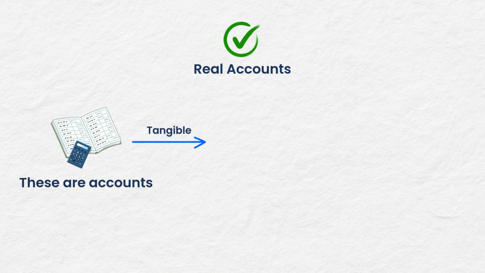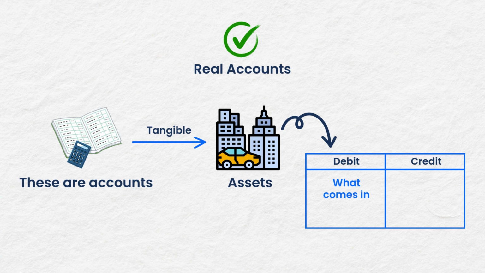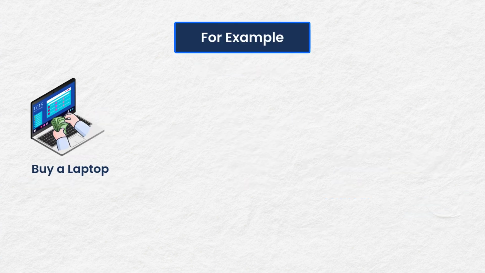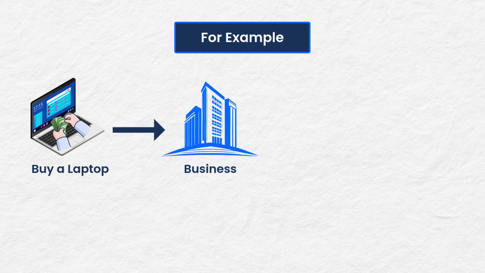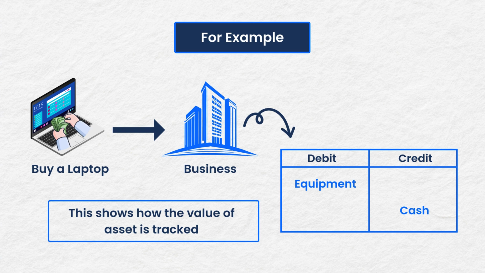Next, we have real accounts, which are accounts that deal with tangible things like assets. For real accounts, the rule is debit what comes in and credit what goes out. Let's say you buy a laptop for your business using cash. The laptop is coming into your business, so you debit equipment because it's an asset you are gaining. You then credit cash because cash is going out of your business. This shows how the value of assets is tracked.